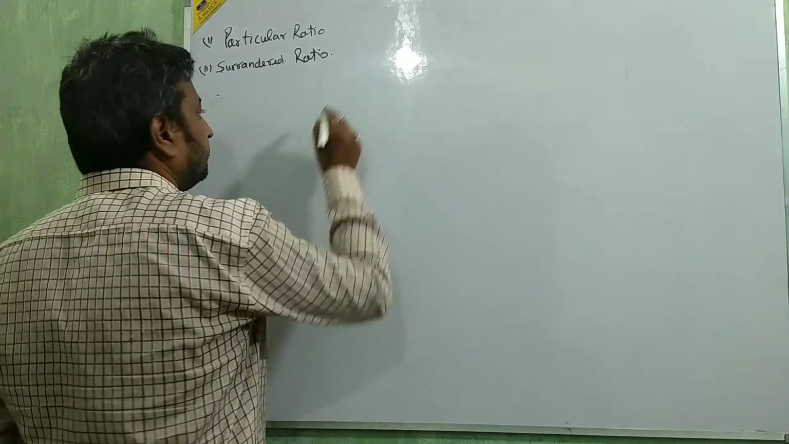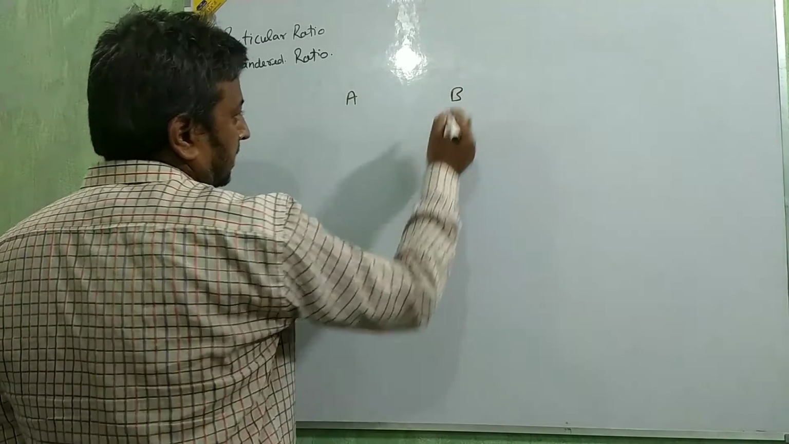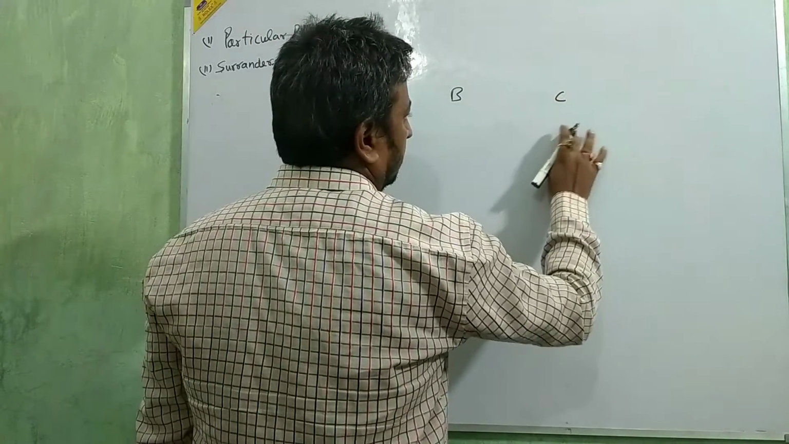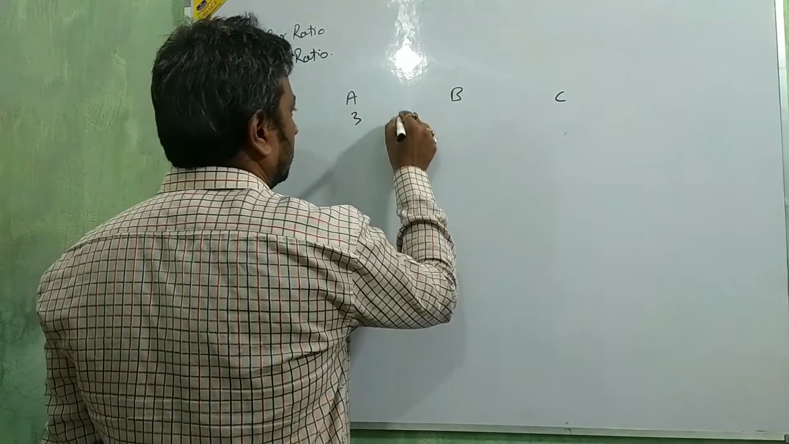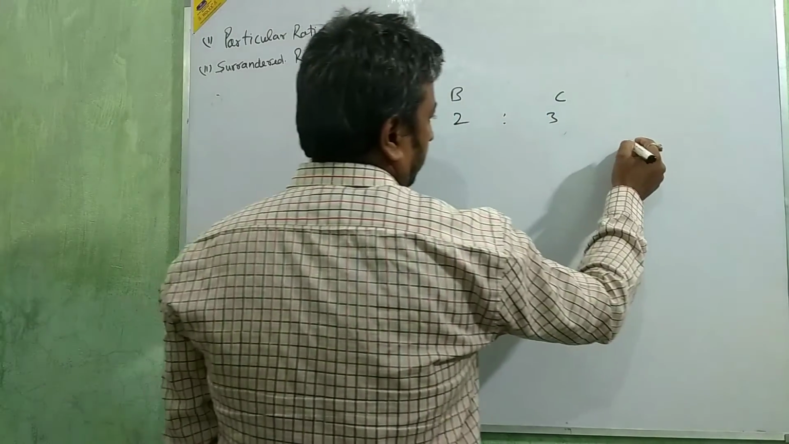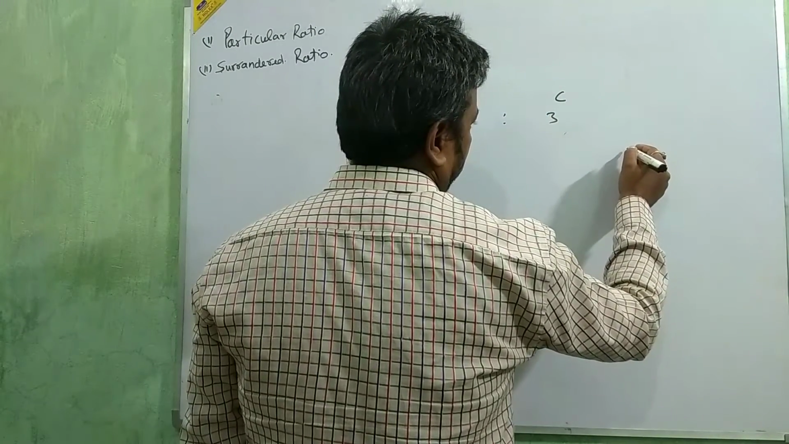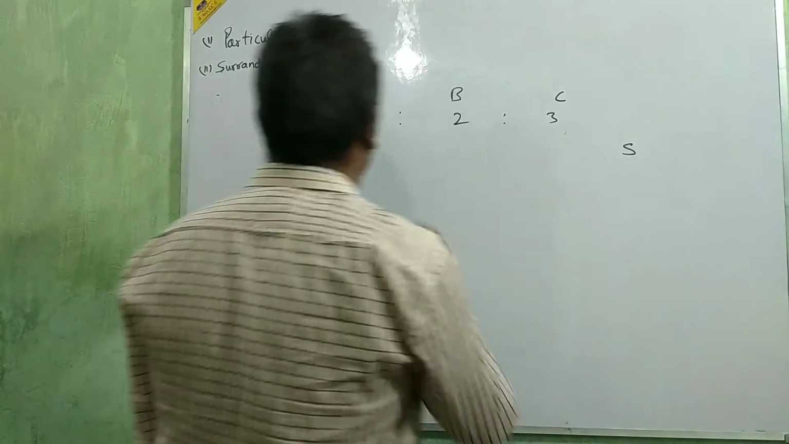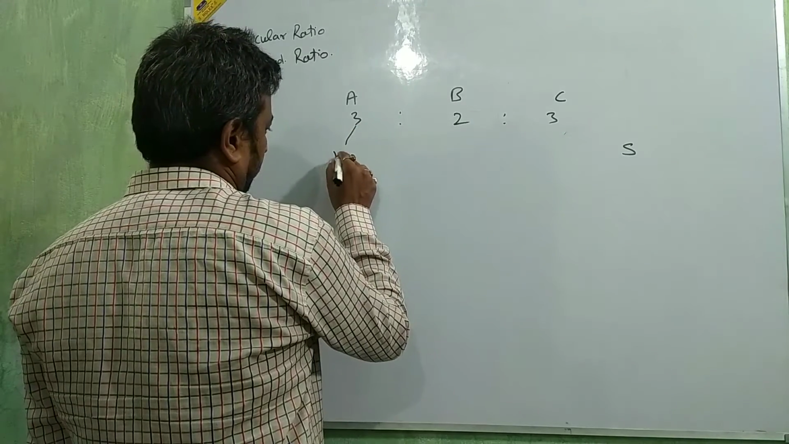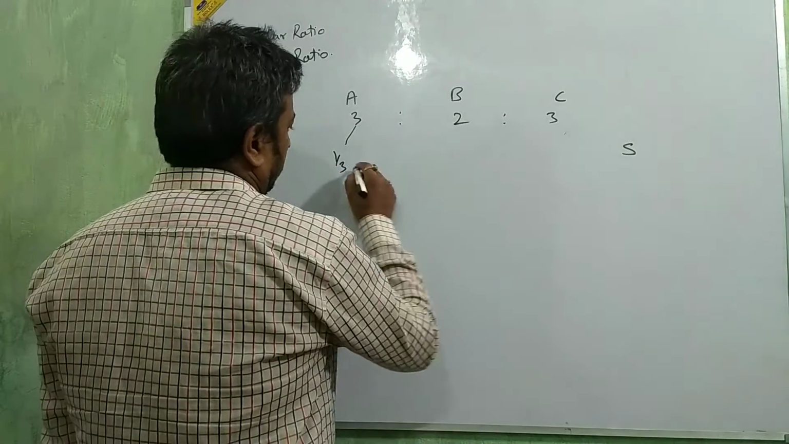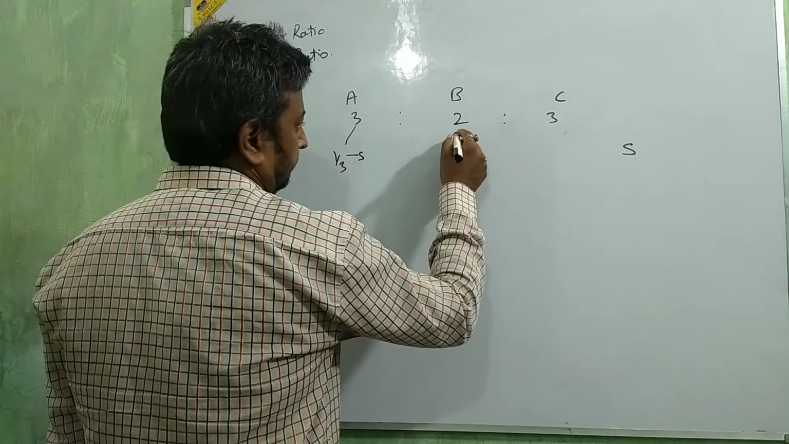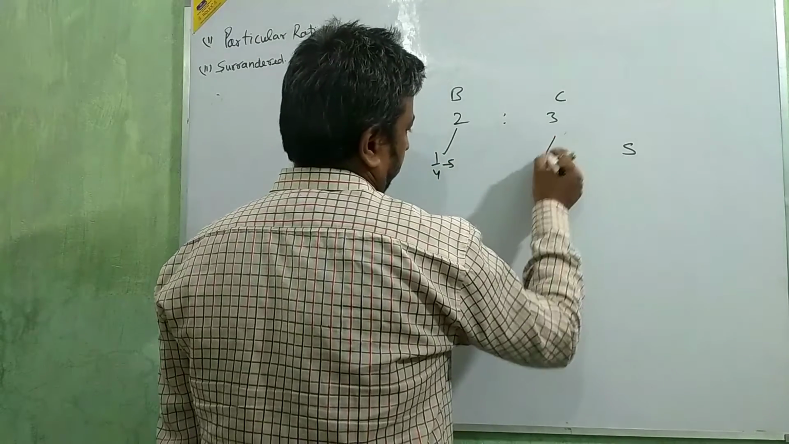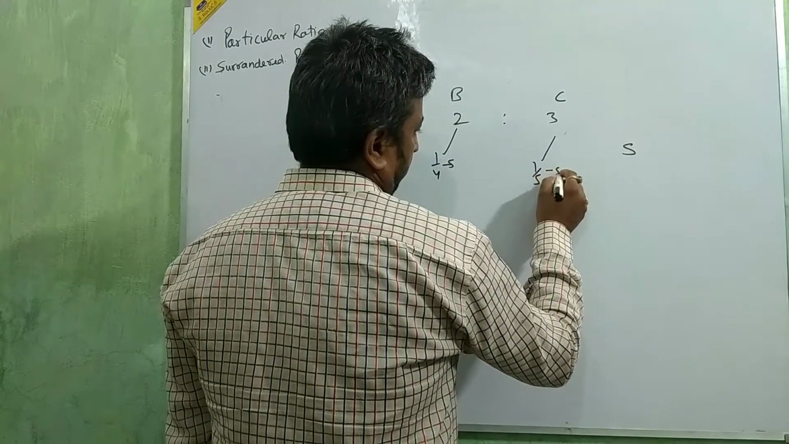Okay, tell the question. Arun, Bhushan and Chetan, A, B and C, are partners in a firm sharing ratio 3:2:3. They decided to admit Shehzad as their partner. We are taking Shehzad as S. Arun surrendered 1/3 of his share in favor of Shehzad. Bhushan surrendered 1/4 of his share in favor of Shehzad, and Chetan surrendered 1/5 of his share in favor of Shehzad. Calculate the new profit share.